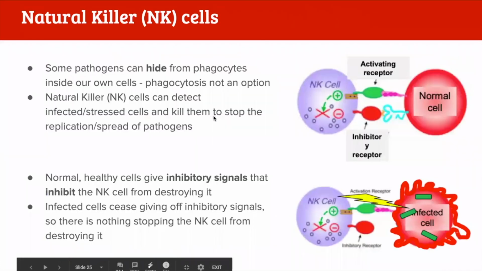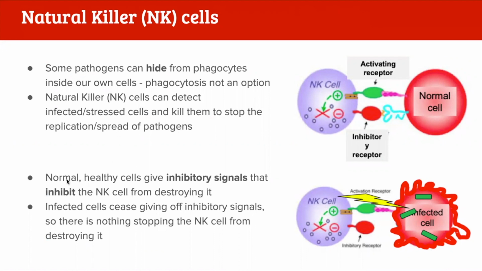Okay, so let's move on to talking about the other different cells of the innate immune system. I mentioned before your natural killer cells, or NK cells. Some pathogens can actually hide from phagocytes inside our own cells, so engulfing them is not really an option. What your natural killer cells can do is detect infected or stressed cells and kill them to stop the replication or spread of the pathogens.